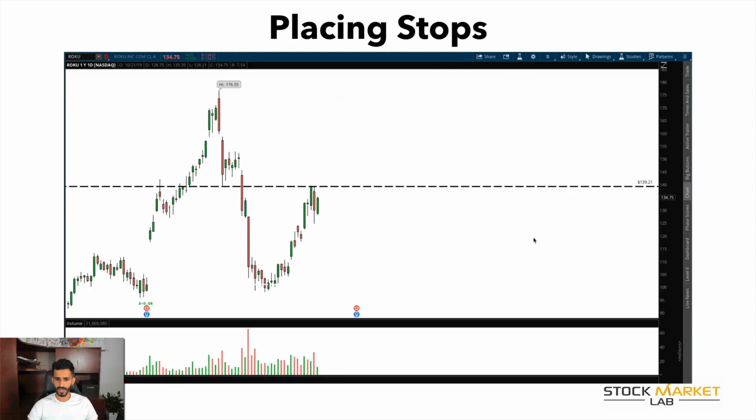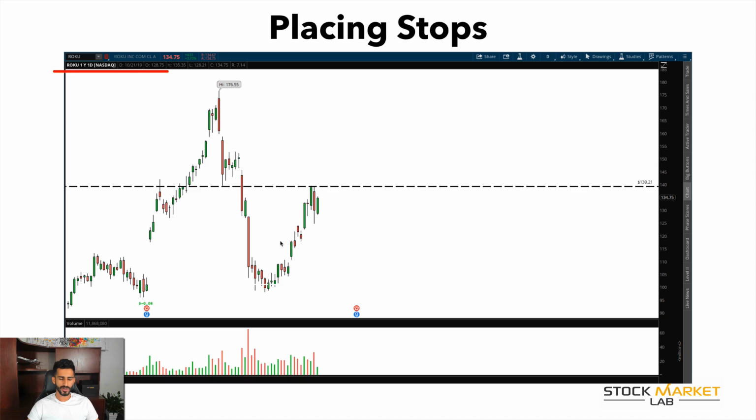Here's another example. Looking at Roku. You see Roku, critical level on Roku right here, critical level, critical level. Let's say you wanted to take this trade. Stop would go a little bit above that. I wouldn't put it at 139.40. I'd maybe put it at 141. I'd give myself a $2 move because I wouldn't want to get stopped out for absolutely no reason. So I want to have some wiggle room. I like to have wiggle room if I'm trading.